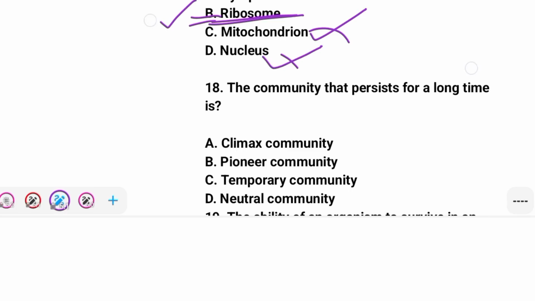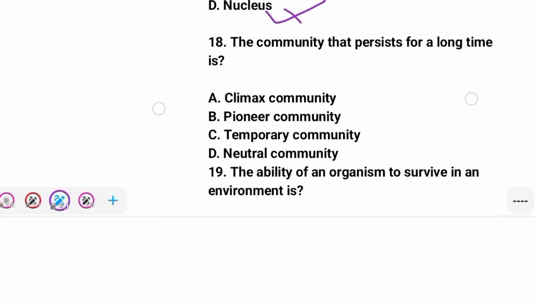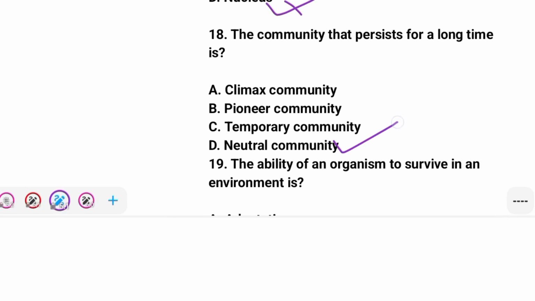Keep that in mind. The community that persists for a long time is called dash. The neutral community is one that is majorly affected by things like emigration or death. Like maybe the organisms are leaving that particular part of the community, or they are dying. The temporal community is just the succession, how one community can move from one to the next. It is temporal, it's not permanent.